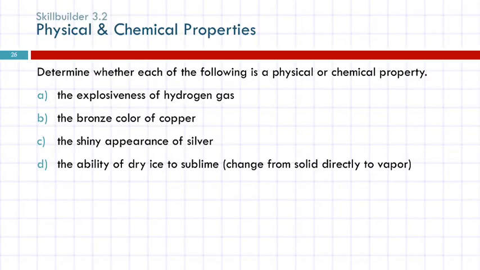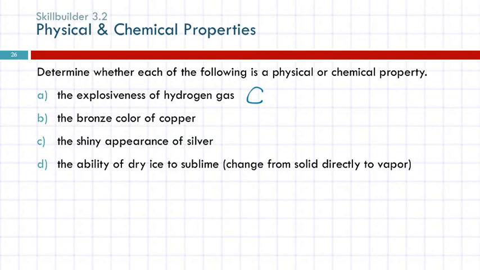Determine whether each of these is a physical or chemical property. The explosiveness of hydrogen gas. Physical property, chemical property? Chemical. When that happens, when you demonstrate it, the hydrogen gas gets destroyed. It gets changed into something else.